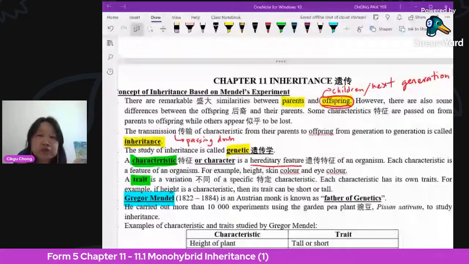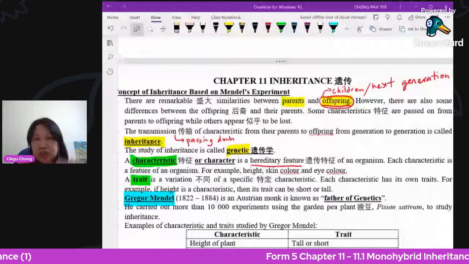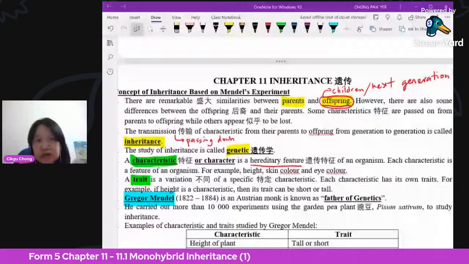You pass on from the father to the children. So the transmission, the passing down of characteristics from the parent to the offspring, you see this word offspring is a general name. Offspring means the children or next generation, which you can apply for everything.